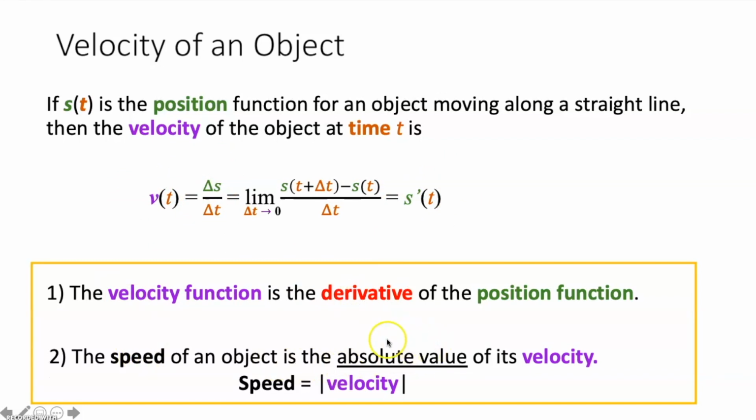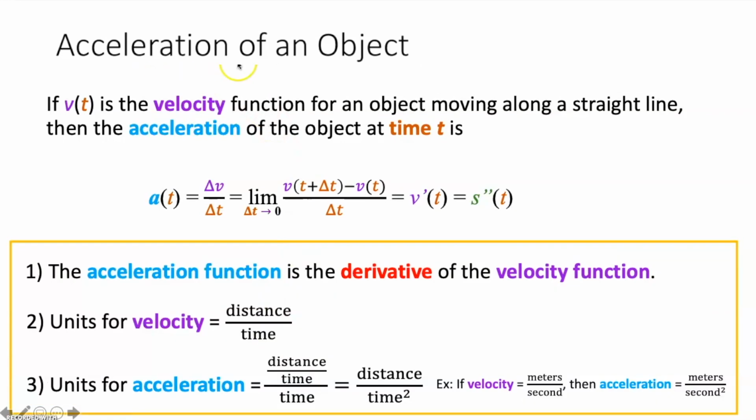Speed is just the absolute value of velocity. So if you get the velocity of an object, but it wants the speed, just make sure it's the positive version of whatever that velocity is. So your velocity can be positive or negative because that's telling you what direction it's going. Speed, we don't care about direction. We just care about the magnitude. How fast is it going?